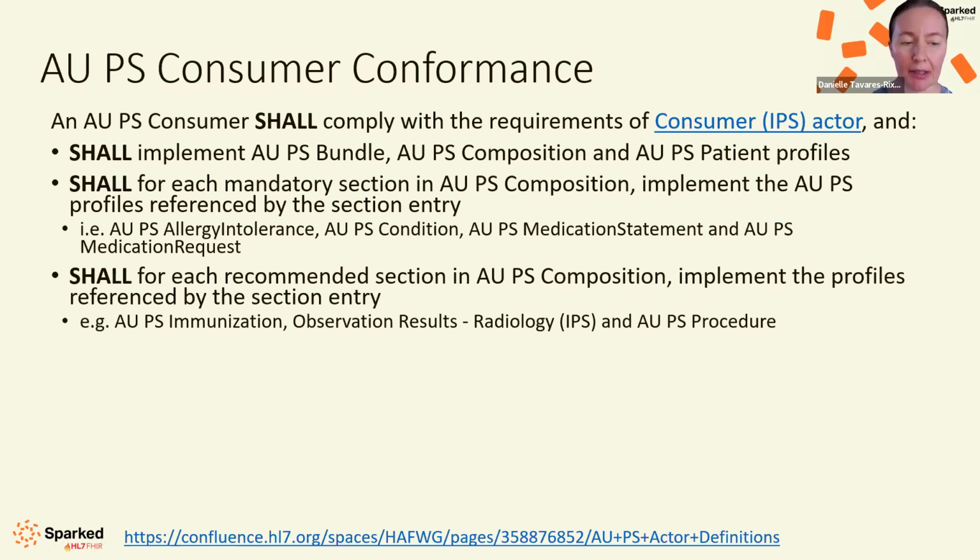Now, this is where it gets different. This is a shall, because a consumer who declares they can consume patient summary documents, you don't know if the producer is only doing one of these or none of these. The expectation is that if someone says, I can consume AU patient summary documents, that you can, in fact, consume AU patient summary documents. So you can consume the immunization resource if one is provided. It's a should to implement for the producer, but it's a shall for the consuming system.